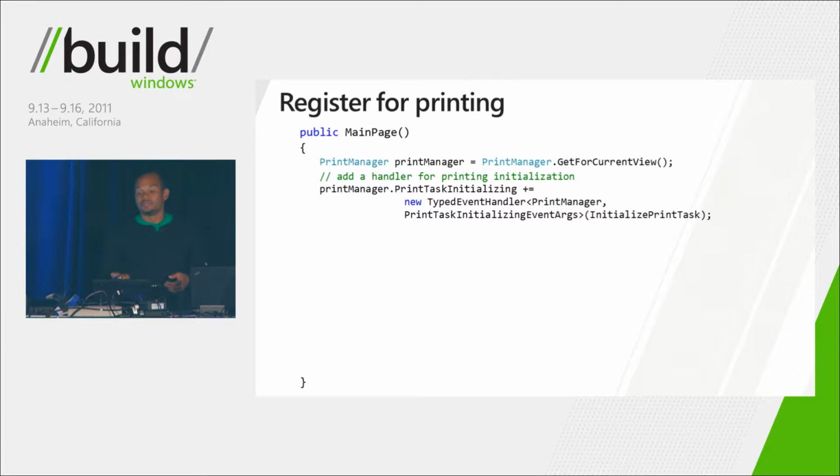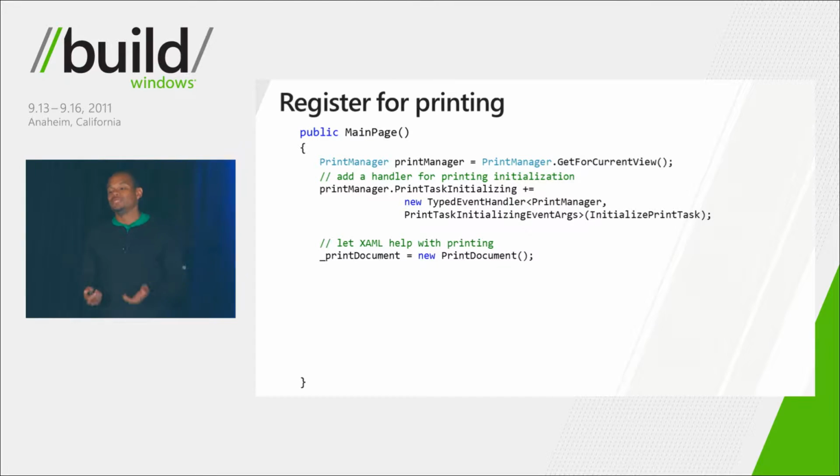On that print manager, you register a callback for when the user initiates printing. And once the user initiates printing, you need to initialize your print job. After that, you get a print document. Now, it's important to note that this print document is a XAML-specific construct. And we've added this to our framework to help you with the process of printing.